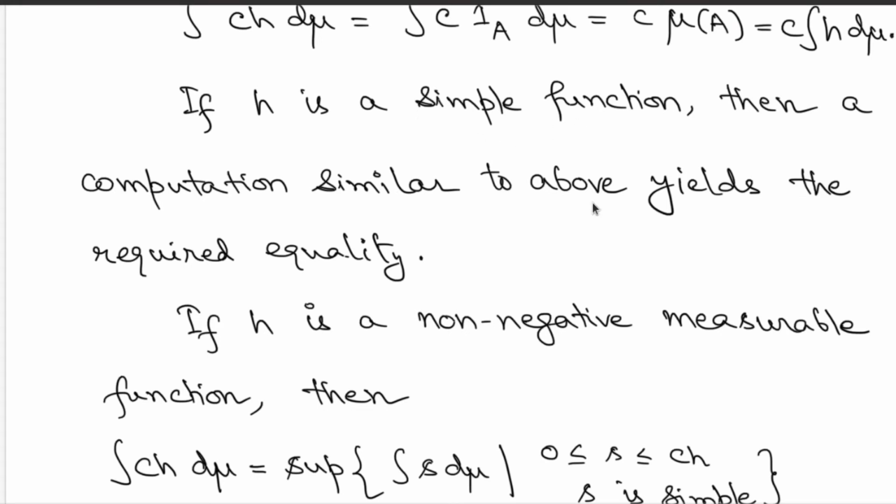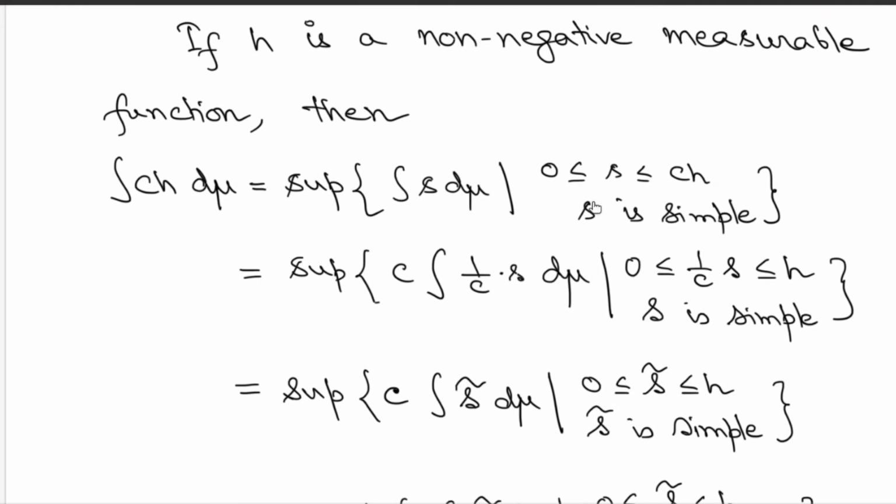But then what do you do next? You go to non-negative measurable functions. Appeal to the definition. So what do you do now? You look at the definition, where you are looking at all simple functions below the function c times h and looking at their integral values. So you are looking at all simple functions, considering their integrals, and the supremum of these is this quantity. Here remember, as long as h is non-negative and c is positive, c times h is a non-negative measurable function. That's what we are using here.